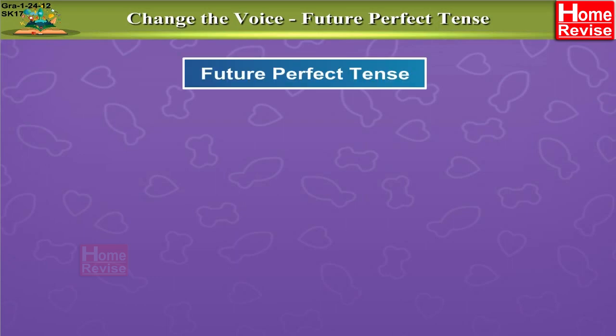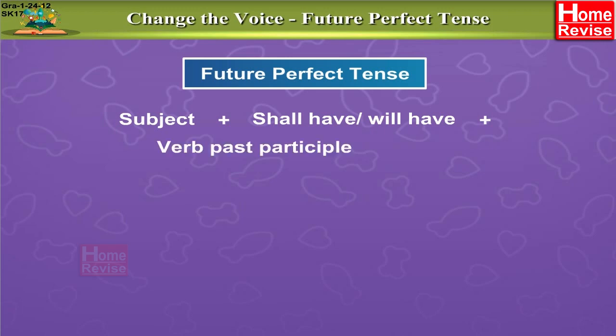Future perfect tense. Let's understand the word order first. The sentence begins with the subject plus shall have or will have plus the past participle of the verb plus the object. Remember, children, the perfect tense always and always carries the past participle of the root verb.